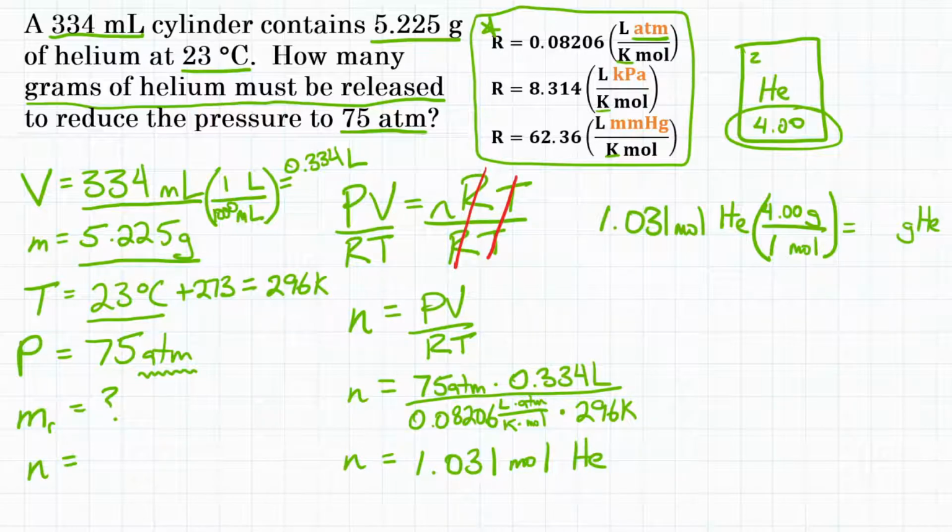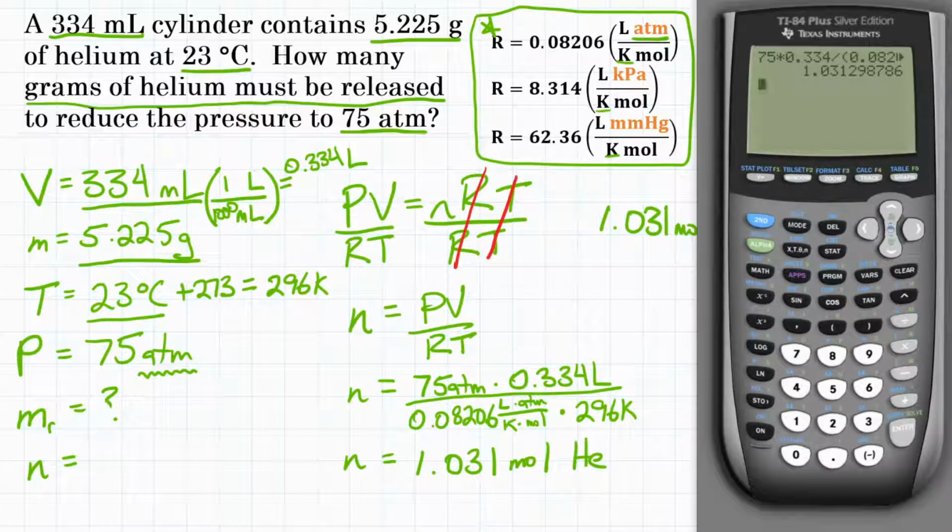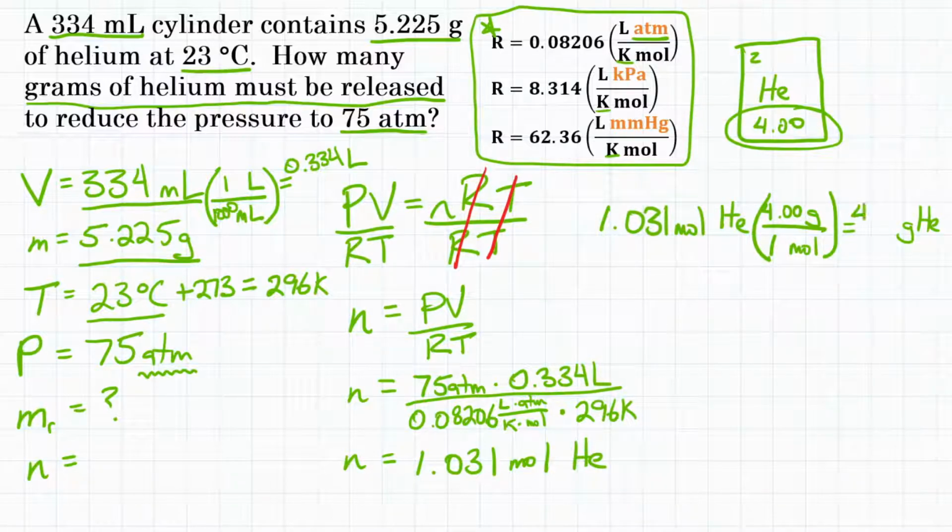So we can get our calculator again. It was 1.031, and we're going to multiply by 4.00. You could divide by 1, but that won't change our answer. So hit enter, and we get 4.124. So 4.124 grams of helium is how many we need.